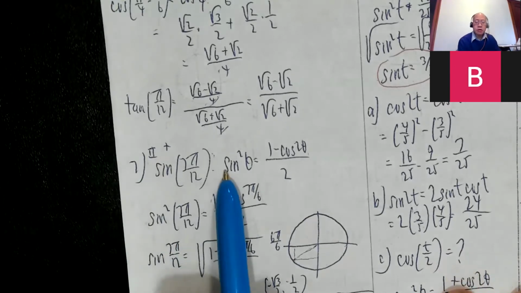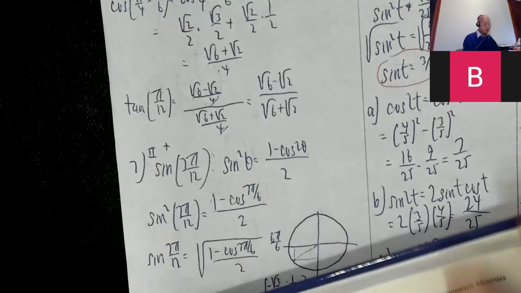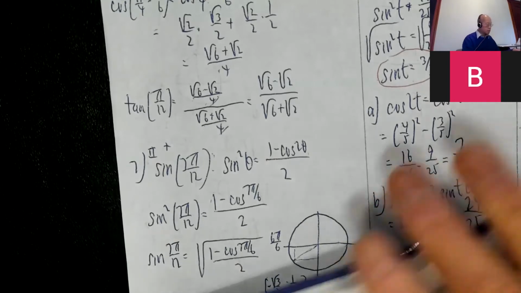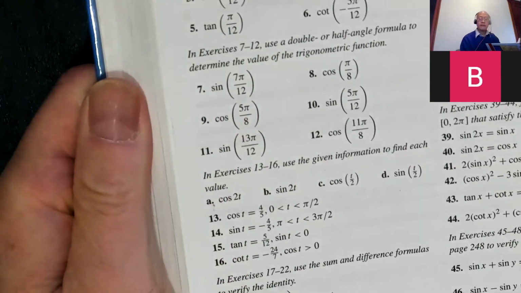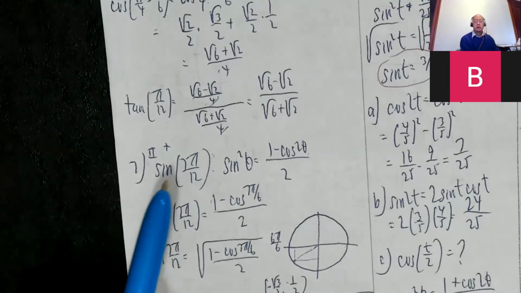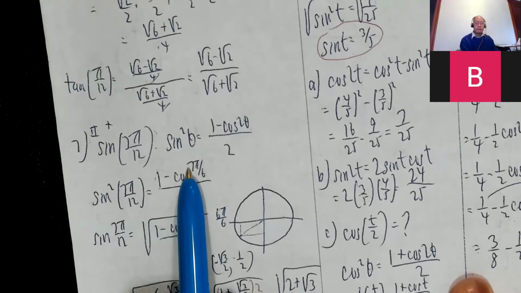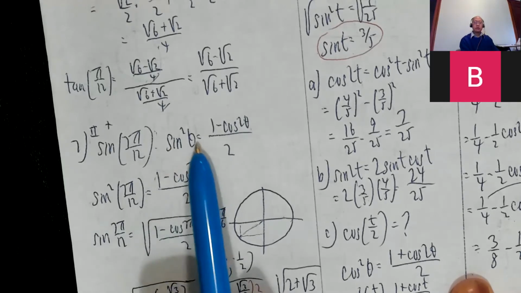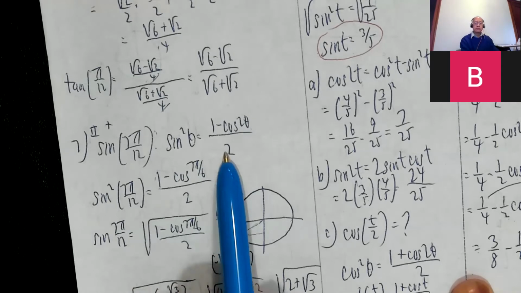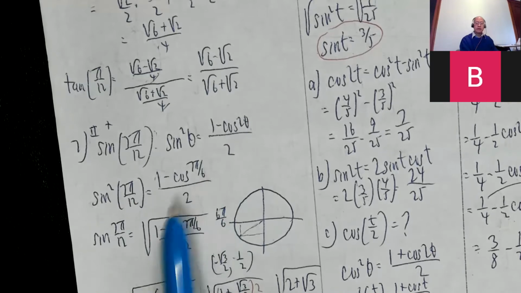Then I'll use the identity sine squared of theta is 1 minus cosine 2 theta over 2. So for the directions, number 7, you want us to use either a double or half angle formula to work out something like number 7. So I don't recognize this, but I do recognize twice that angle, which is 7 pi over 6. So if I multiply this by 2, 7 pi over 6, I can figure that out. So I use the identity sine squared of theta is 1 minus cosine 2 theta over 2. So sine squared of 7 pi over 12 is 1 minus cosine 7 pi over 6 over 2.